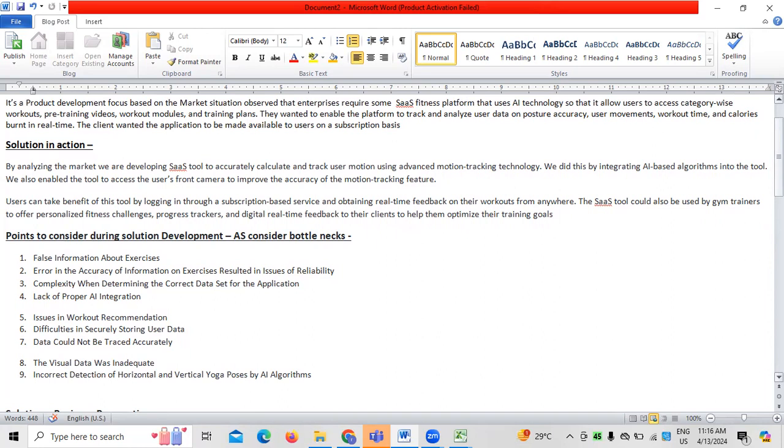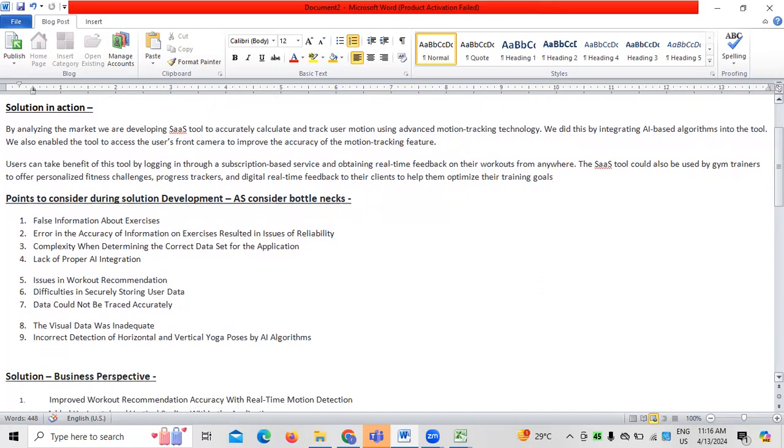So that it will be offered with personalized fitness challenges, progress trackers, and digital real-time feedback to the clients to help them optimize their training goals. Now, during the development phase, what kind of bottlenecks we have faced so far and what are the considerable points is something to be understood.